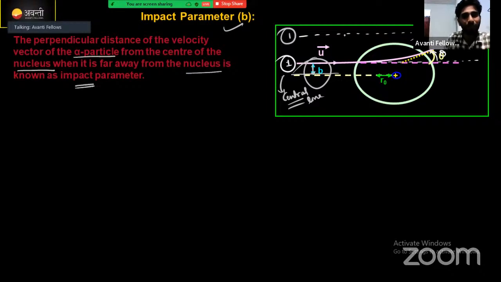I told you, not only this line. If you consider this line as the first velocity vector, then from this point up to this point, whatever the distance is, we call this also the impact parameter. Clear enough? Hope it is clear.